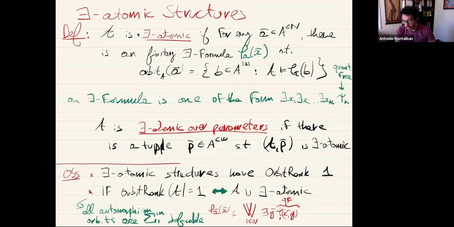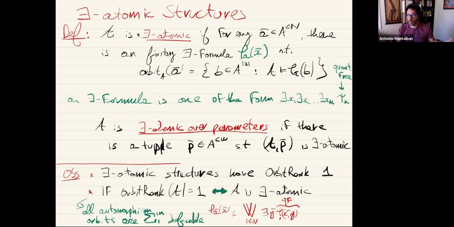Another observation: for the ones that know, well, probably all know what atomic means in model theory, right? A structure is atomic in model theory if every type is principal, or that's how you say it. That's the same as saying that every orbit is equivalent. Actually, you can prove it. That's equivalent to saying that every automorphism orbit is definable by a first order formula. That's in the model theory. So this is a strengthening.